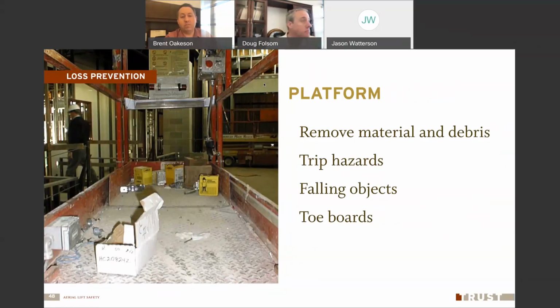They do have toe boards, and the toe boards around those are to keep those objects from falling out. But things can roll over the top of those. Things can even get knocked out over the top of the toe boards and fall down. So part of that is just maintaining it and keeping it clear.